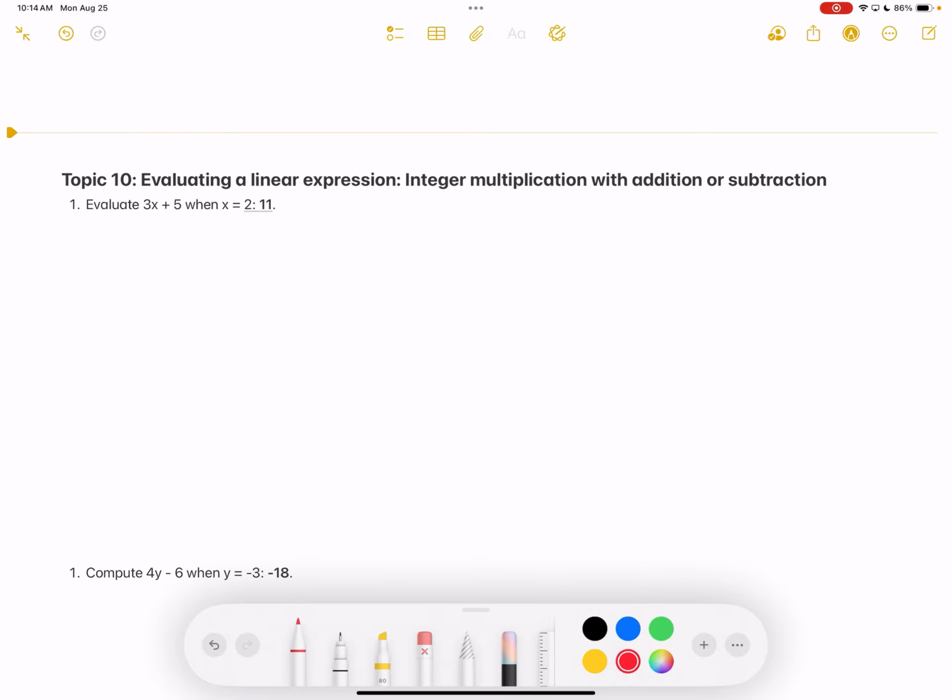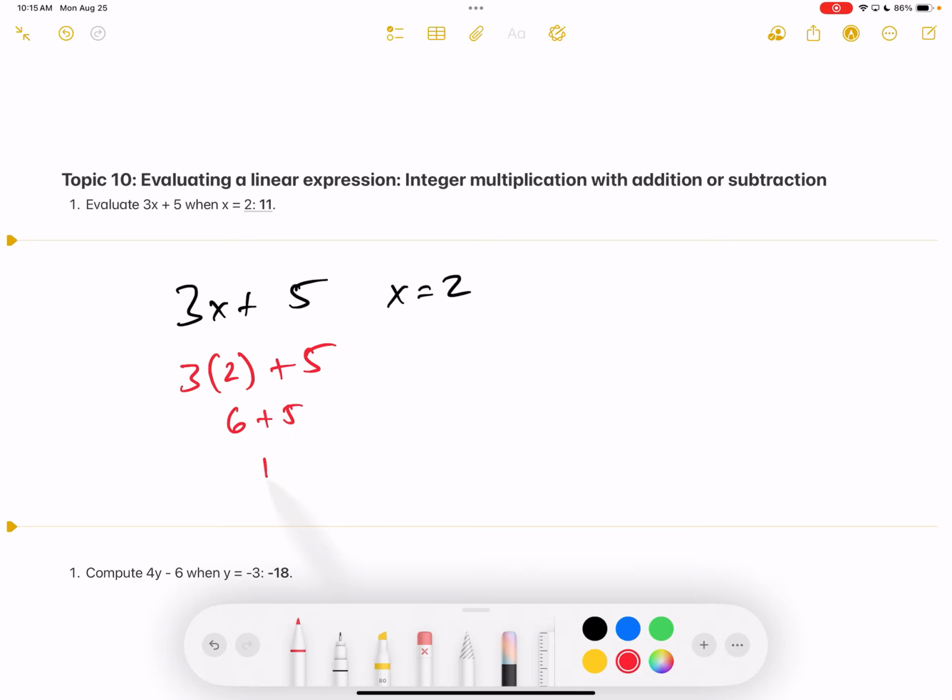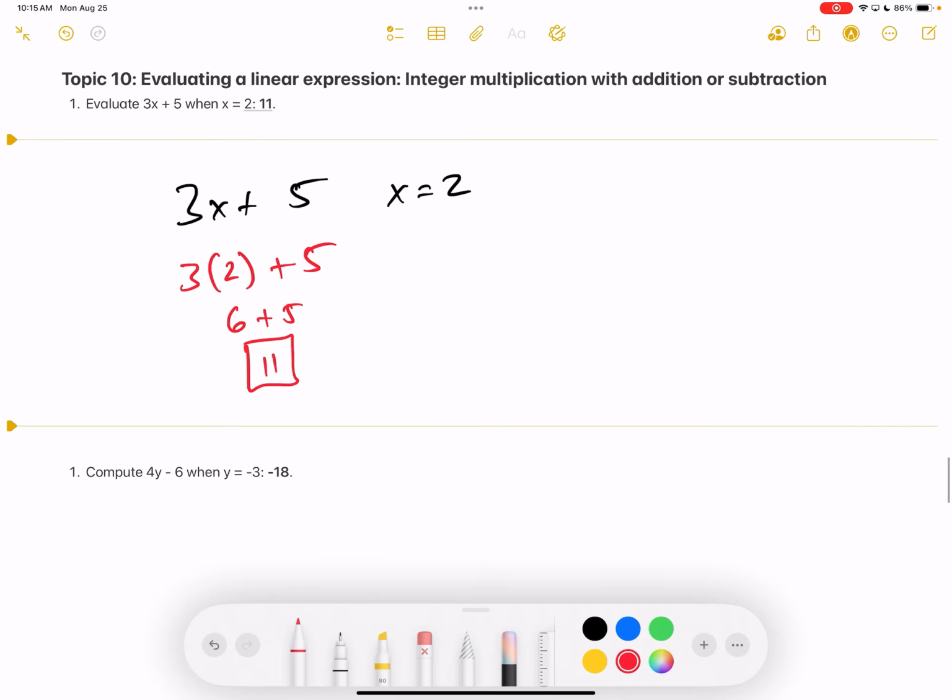Next one, evaluate, when we're plugging in. So we have the problem 3x plus 5. And we want to know when x equals 2, what do we get? So here we are plugging the number in. So I plug a 2 in for my x, and then I solve that. 3 times 2 is 6. 6 plus 5 is 11. So when you're evaluating, whatever number it's equal to, you plug it into that variable.